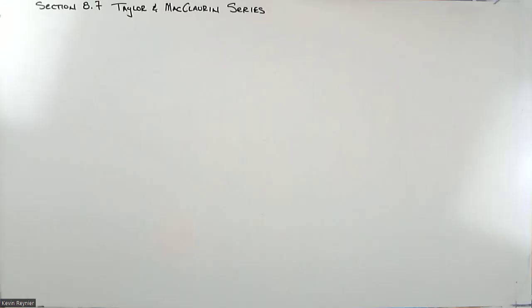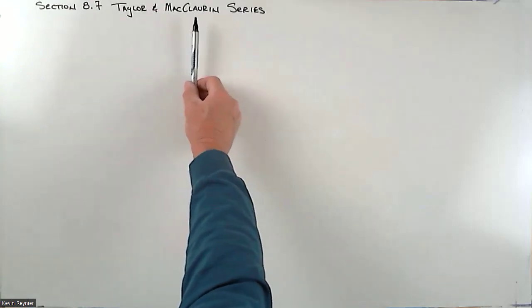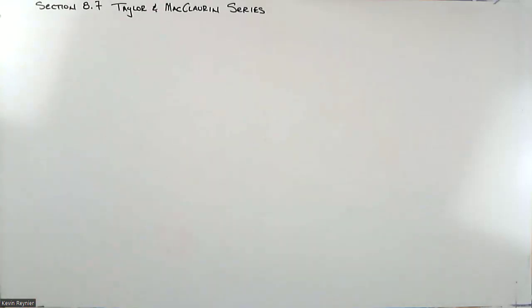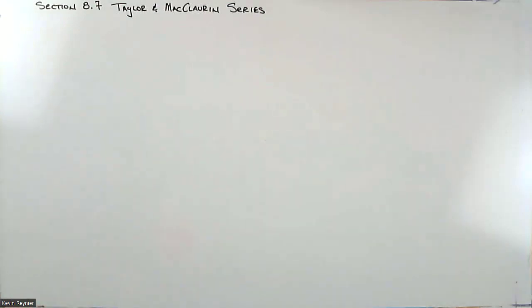This video will include homework solutions for section 8.7. That's our Taylor and Maclaurin series section, and it's also the last section that we cover in Calculus 2. So this is the last homework solutions video we'll have. I'll be doing a selection of problems from 8.7. Quite a few actually, because it's a very long homework assignment.